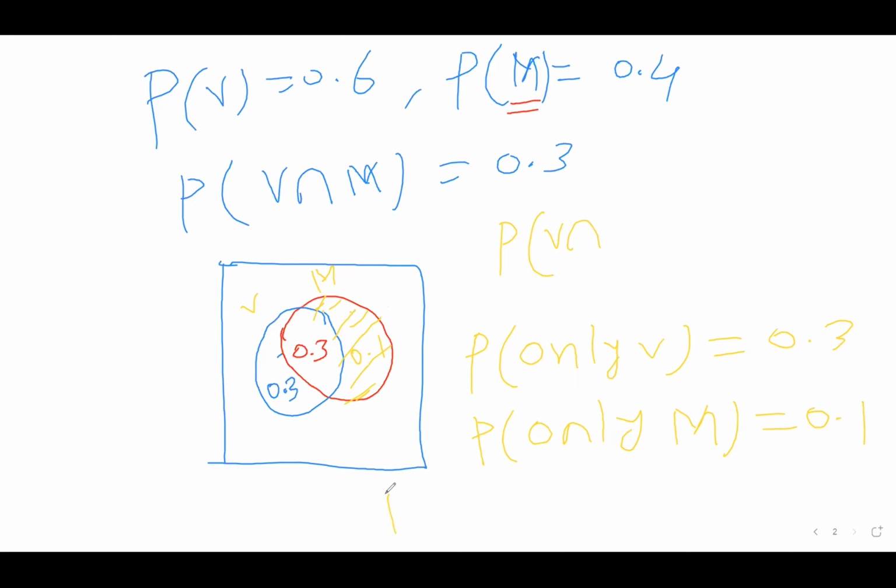Now we have to find the probability of exactly one card. Exactly one means either only Visa card or only MasterCard. So that means 0.3 plus 0.1, which will be 0.4. So is it clear or do you have any questions?